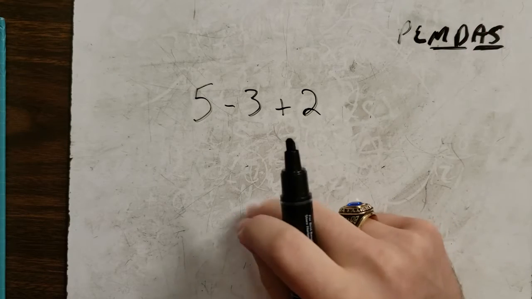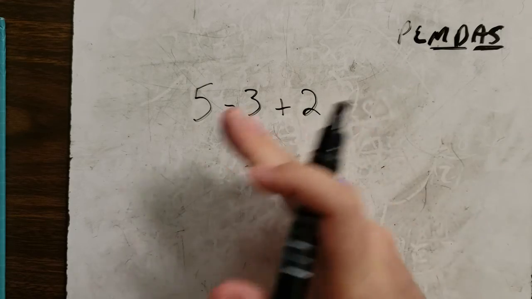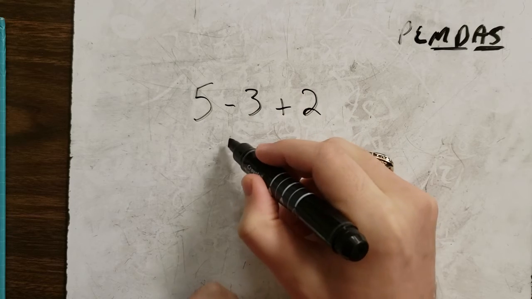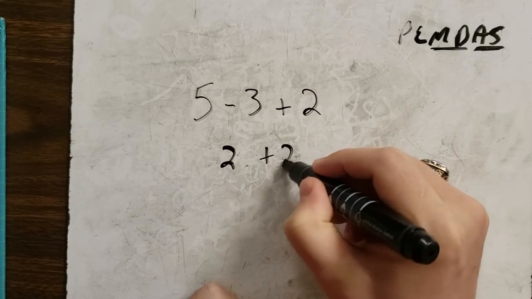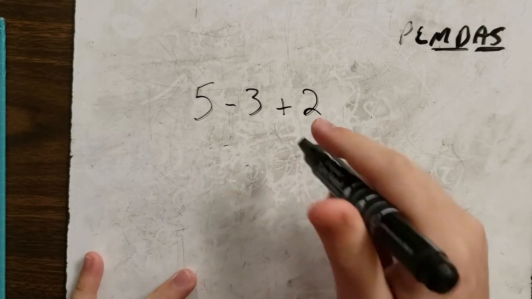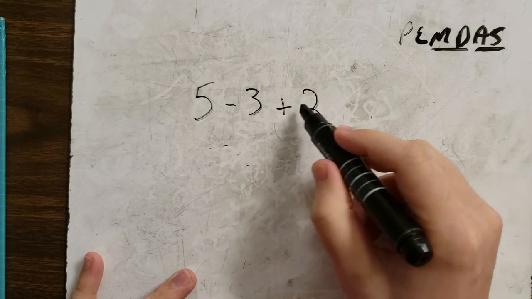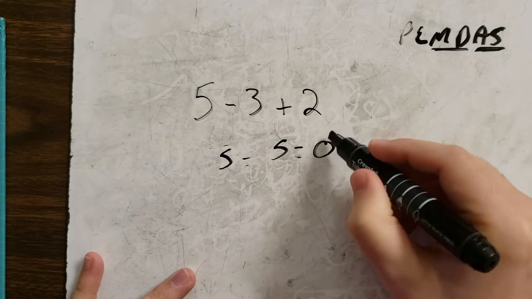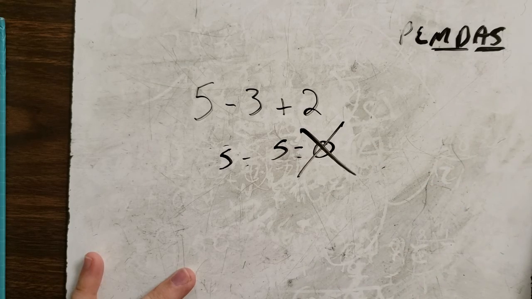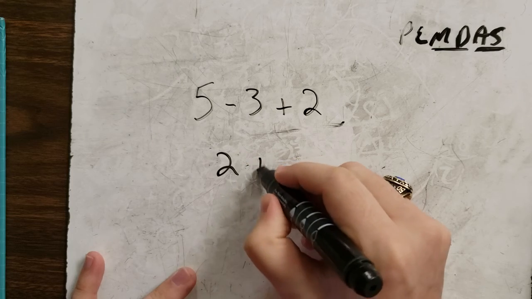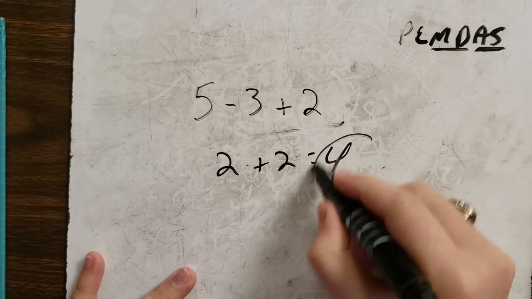So in this problem, because it's subtraction and addition, we just go left to right. There's nothing else to do. So we start with our 5 minus 3, which is 2, plus 2 equals 4. Now, if you were to do addition first, you would get 3 plus 2 is 5, and then 5 minus 5 equals 0, and that's not the right answer. Start with your left to right. 5 minus 3 is 2, plus 2 equals 4. That's our answer.